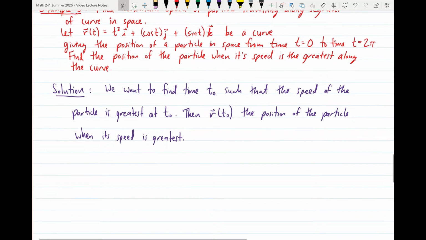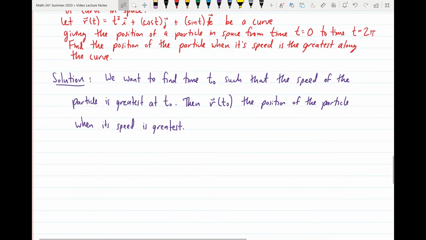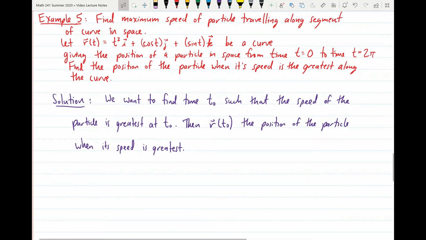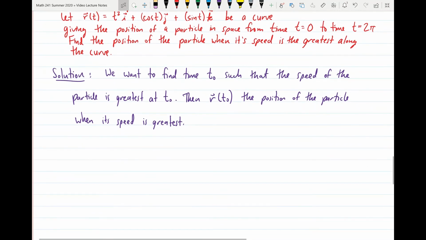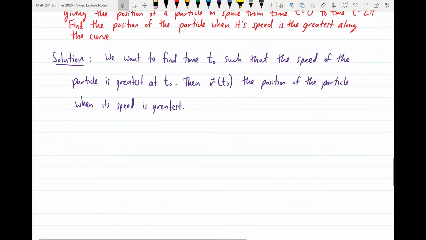So ultimately, we want to find some time, which I'm going to call t naught, such that the speed of the particle is greatest at t naught. And then the position of the particle that we get by plugging t naught into the position function, this is going to be the position of the particle when its speed is greatest. So the real involved part of this problem is just finding this value for t naught. So let's see if we can do that.